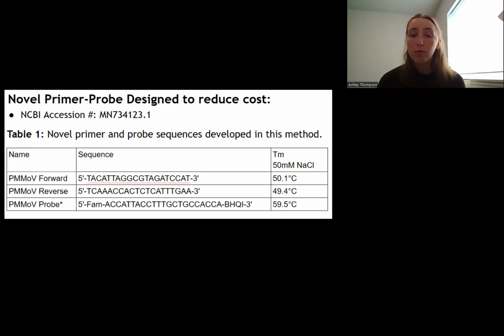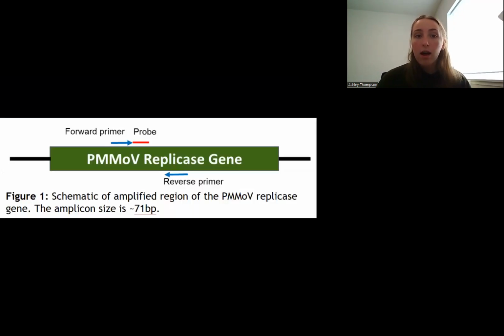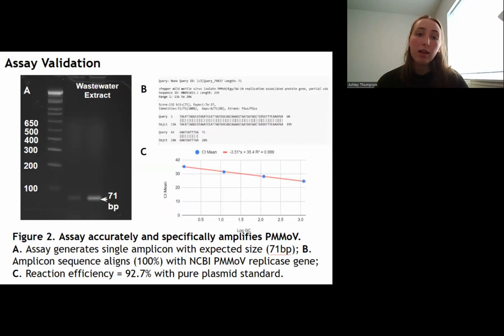Now, compared to some other labs, we are doing something slightly different, and that is because we have developed a novel primer probe sequence in-house to help us reduce the costs it takes to run PMMoV. Our primer probe is from the PMMoV replicase gene, which is approximately 71 base pairs. We confirmed our assay to find that the amplicon sequence aligns 100% with the NCBI PMMoV replicase gene, increasing our confidence of using this in place of another primer probe option.